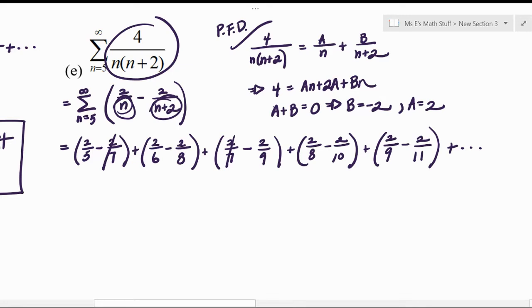Same thing, 2/6 is going to stay. 2/8, I have to go down 2 expressions to get it to cancel out. 2/9 would go away. 2/10 would also cancel out with something I haven't written yet, but is implied in the dot, dot, dot. And the same thing with the negative 2/11. And at the tail end, you do have 2 terms at the very end that also did not cancel out, but they approach 0 anyway.